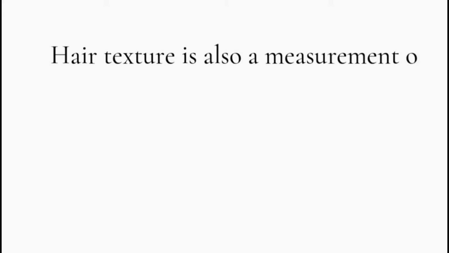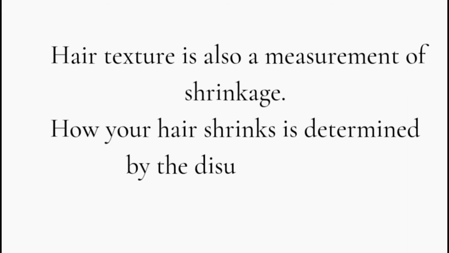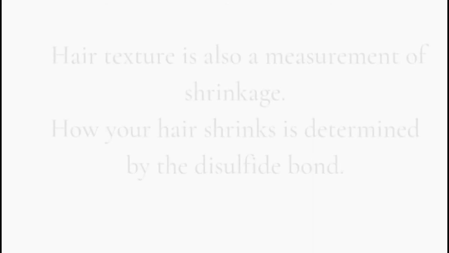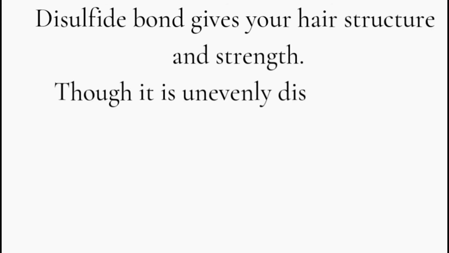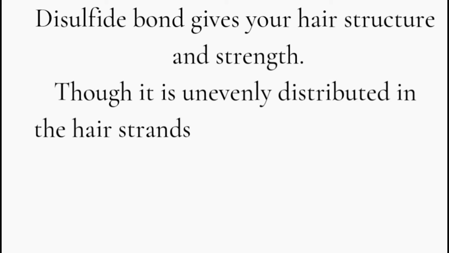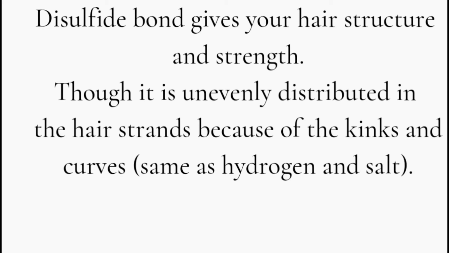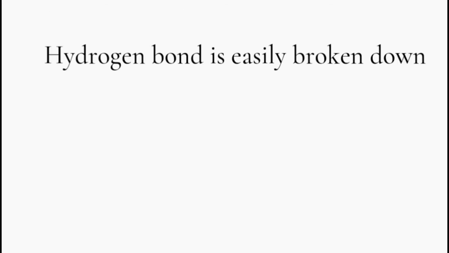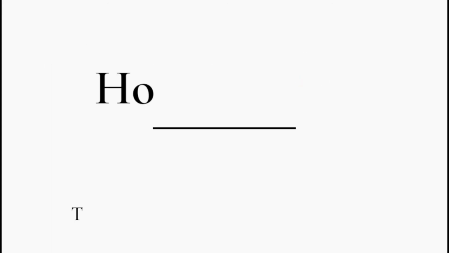Texture is also a measure of shrinkage. How your hair shrinks is determined by the disulfide bond. Disulfide bond gives your hair structure and strength, and most times it is unevenly distributed in our hair because of the kinks and curls that our hair makes. Hydrogen bond in your hair can be easily broken down with little moisture.